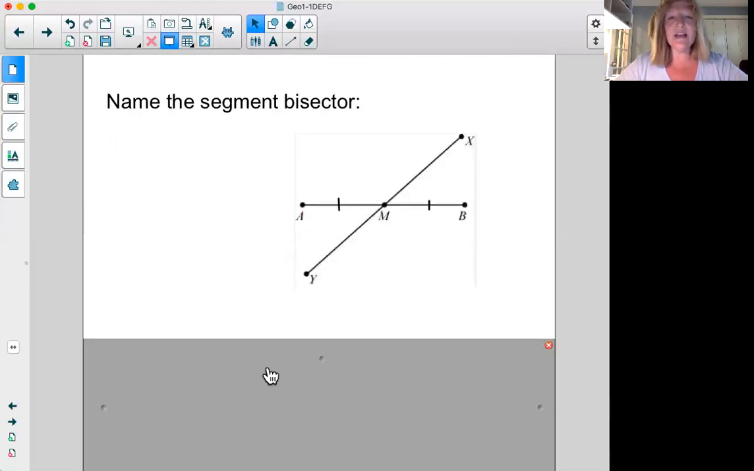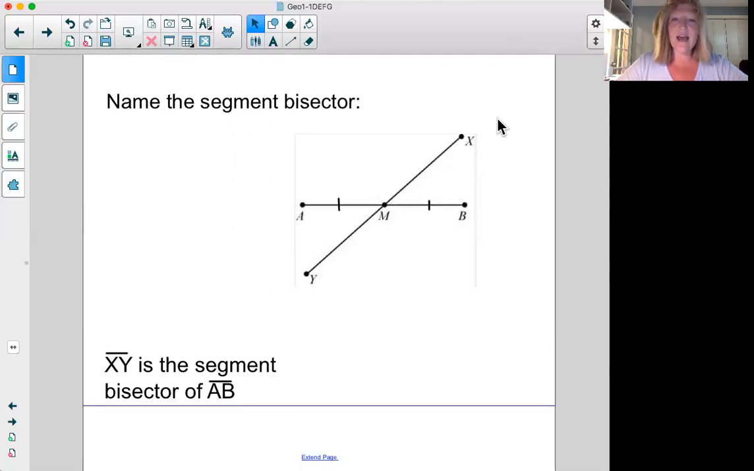So name the segment bisector in this diagram. Notice, because of these scratch marks, that tells me AM is congruent to MB, which means M is the midpoint of AB, which means XY is the bisector. Notice, XY is bisecting AB, but AB is not bisecting XY. So AB is not a bisector. AB is getting bisected, it's the victim.